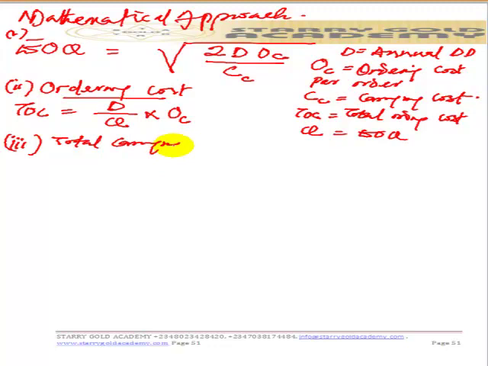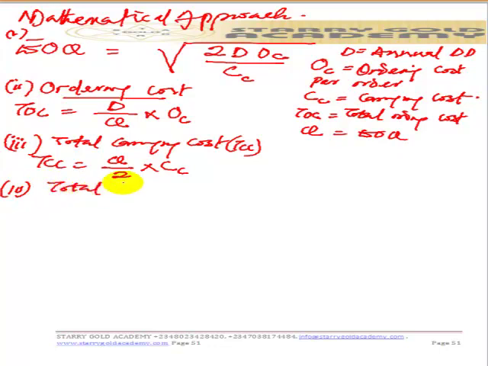Then another thing we can find is total carrying cost, TCC. So we can say TCC is Q over 2 times CC. So we know what Q is, EOQ. CC is our carrying cost per unit. Then we have another formula. We can find the total purchase cost. Our total purchase cost is going to be D times P.